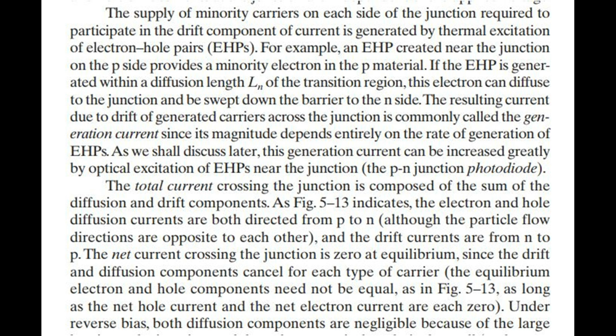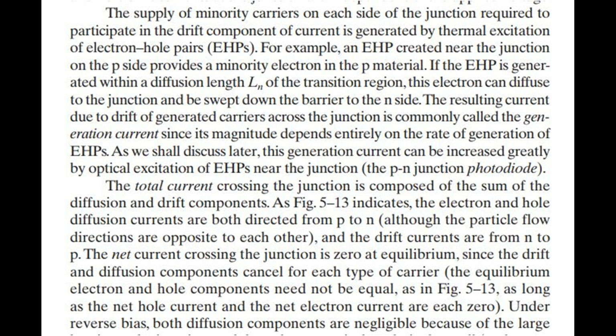The resulting current due to drift of generated carriers across the junction is commonly called the generation current, since its magnitude depends entirely on the rate of generation of electron-hole pairs. As we shall discuss later, this generation current can be increased greatly by optical excitation of electron-hole pairs near the junction, the p-n junction photodiode.